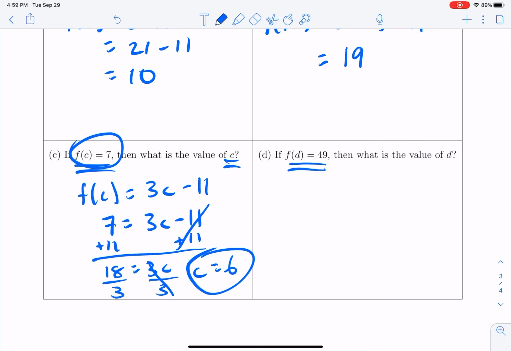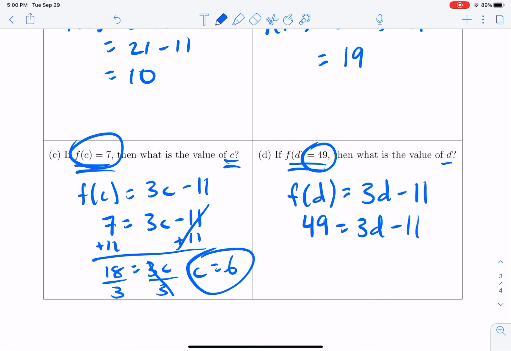All right, if f of d equals 49, what is the value of d? Okay, so first things first, I'm going to replace x with d. My output, f of d, is 49. Okay, so how do I get d by itself? Same as before. I add 11 to both sides. 3d equals 60. Therefore, d equals 20.